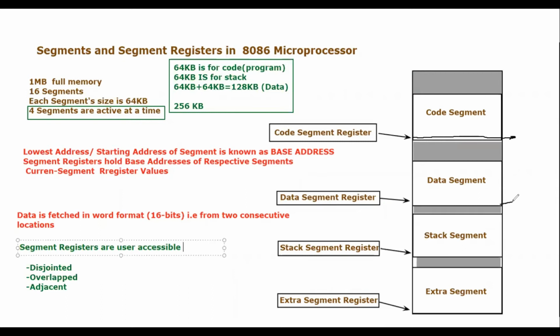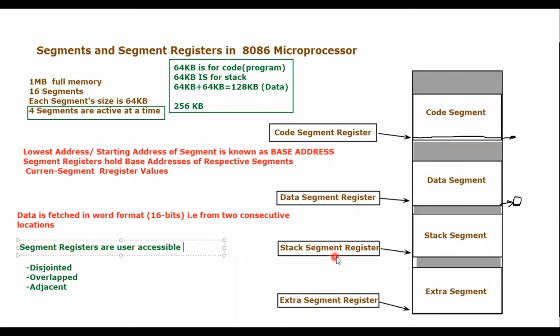Similarly, if it is the lowest or starting address of the data segment, this address is the segment base address of the data segment. This is also true for the stack segment and extra segment. And where do we store them? These segment base addresses are stored in the respective segment registers. It is also written over here: a segment register holds the base address of its respective segment. For example, the data segment register will be storing the base address of the data segment, and the code segment register will hold the base address of the code segment.